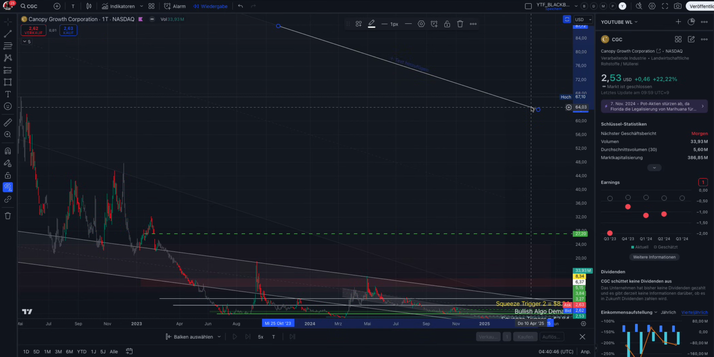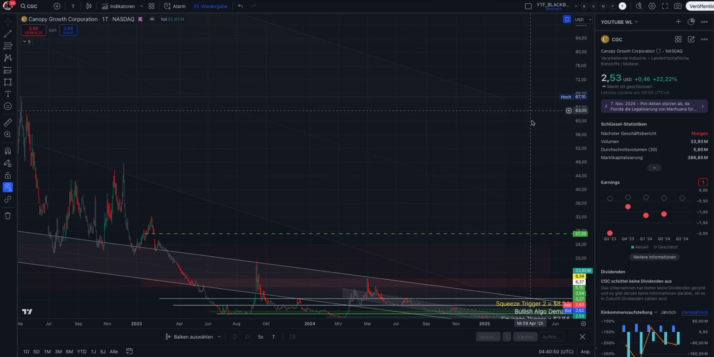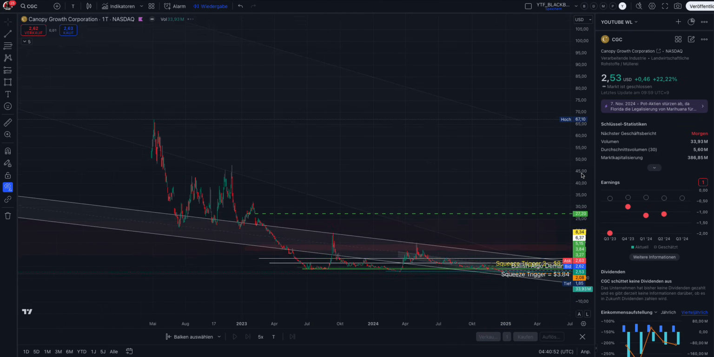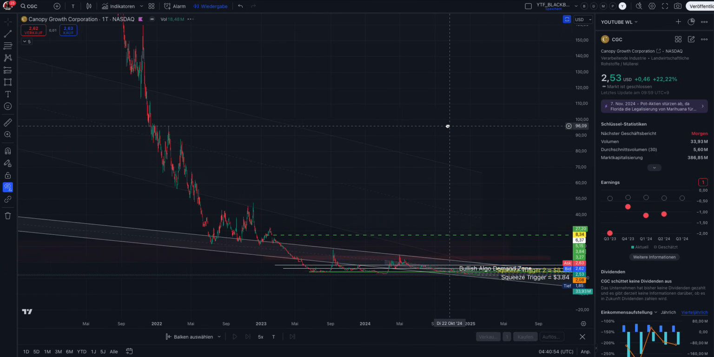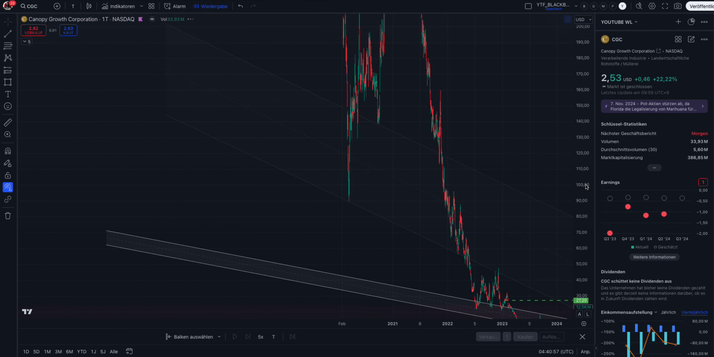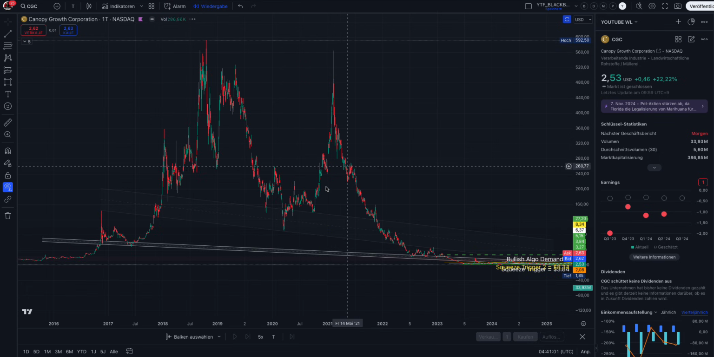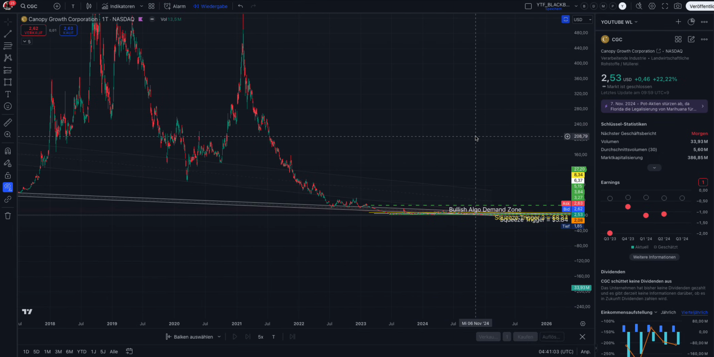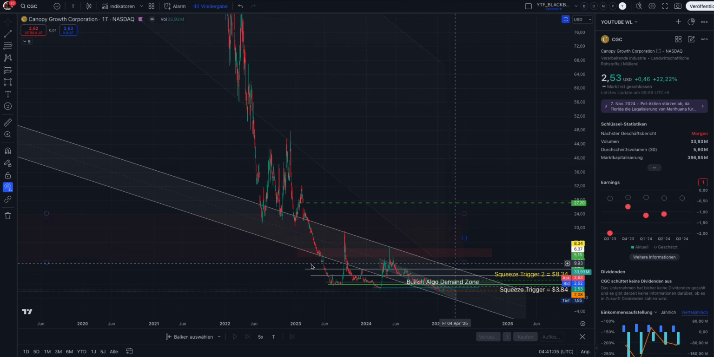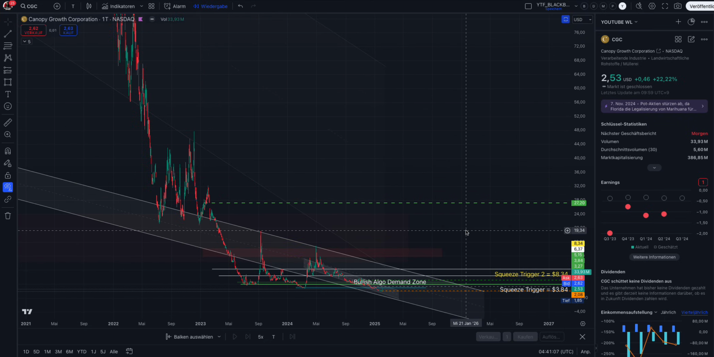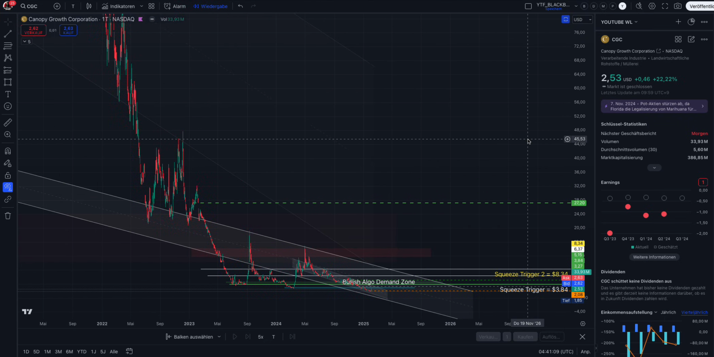Guys, this is not to create FOMO, not to hype you up. This is not my job here. I just want to show you what is technically possible, and Canopy Growth has the potential to squeeze. We have a very volatile stock, and you can see massive squeezes to the upside. But as I said, we have to be realistic. If we don't break the previous price levels which are waiting here, we cannot talk about $60 plus, right?